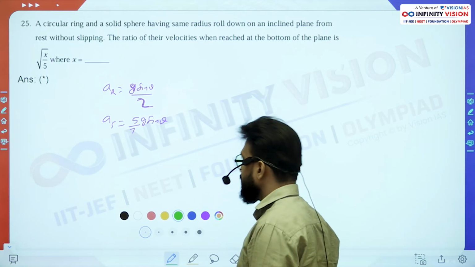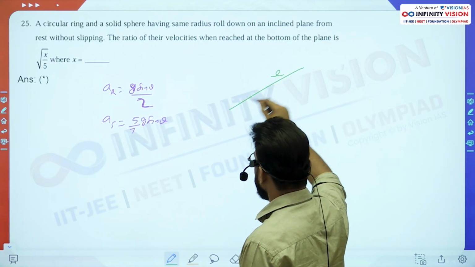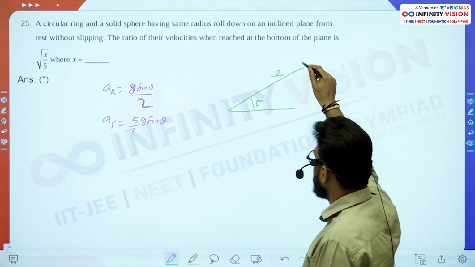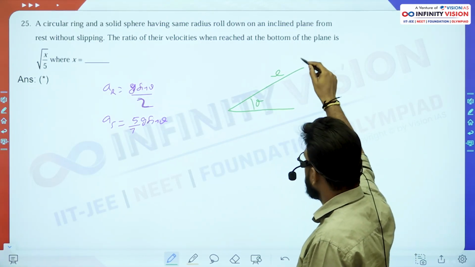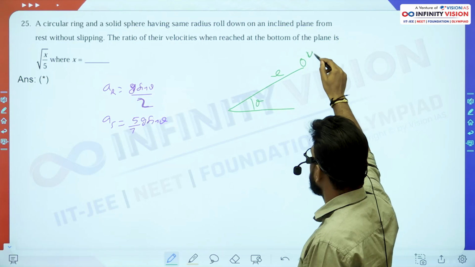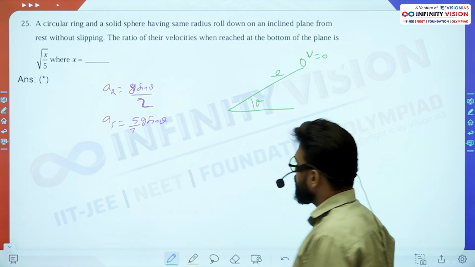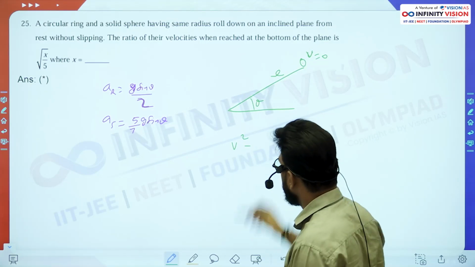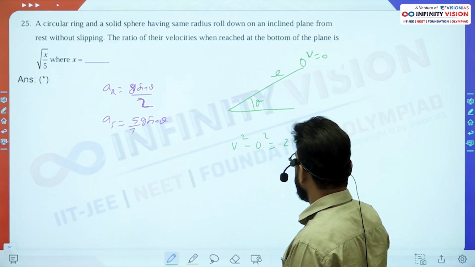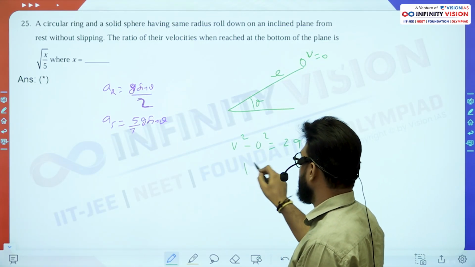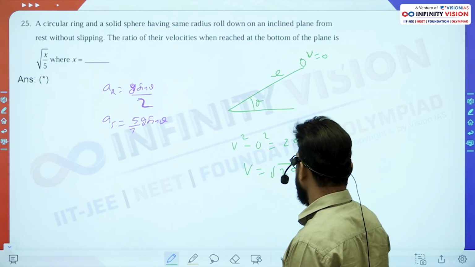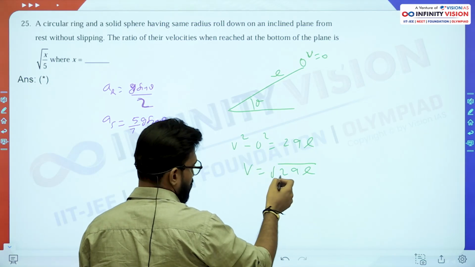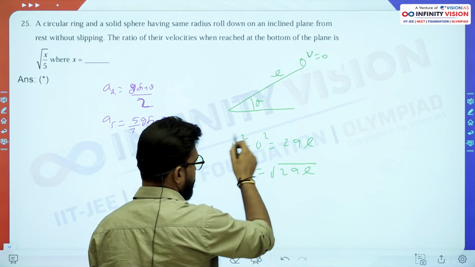Now both would have to travel a distance L, where L is the length of the inclined plane. Initially both have initial velocity 0. So you can easily calculate from the relationship v square minus u square equals 2aL. So v comes out to be root 2aL. So the final velocities should be in the ratio of root 2aL.